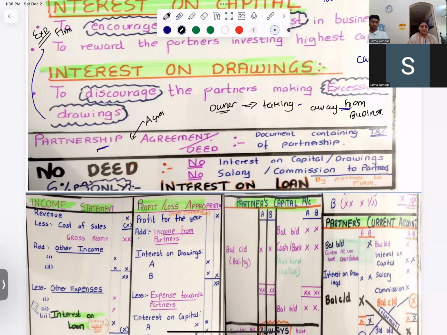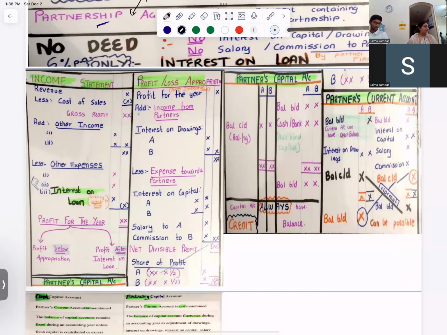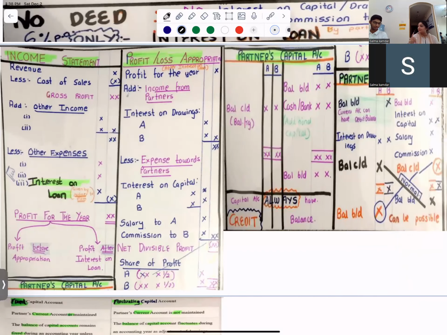When I am talking about the financial statements prepared by the partners, what are they? The first statement that they prepare is the income statement. From the income statement, what will you get? Profit for the year.